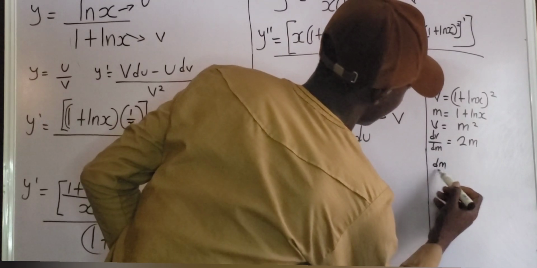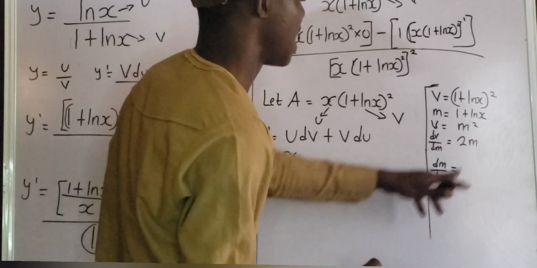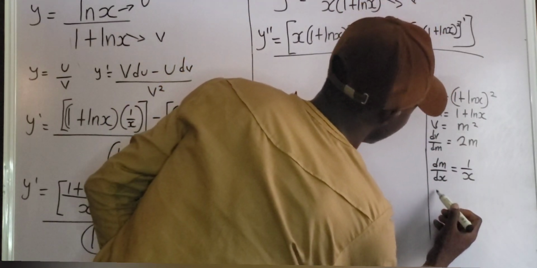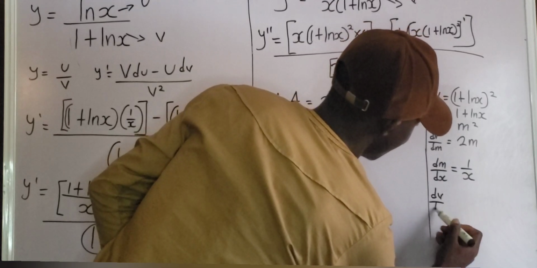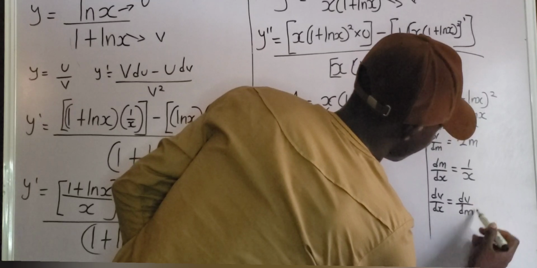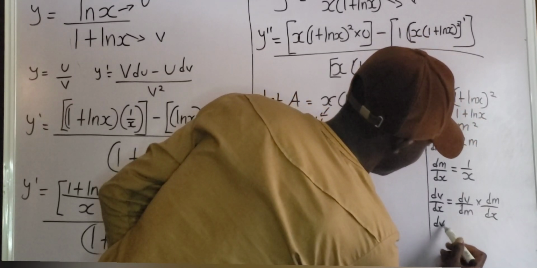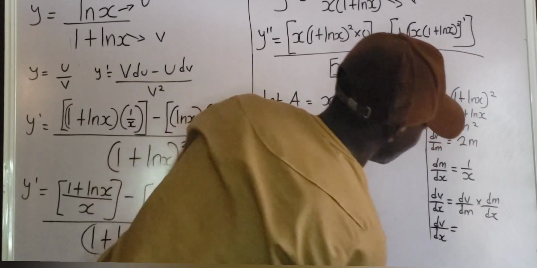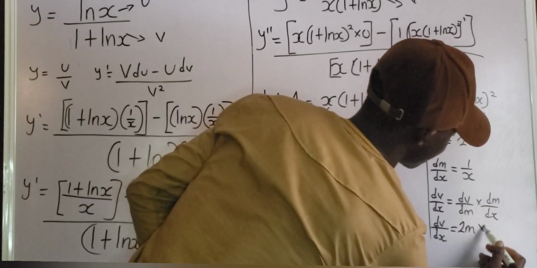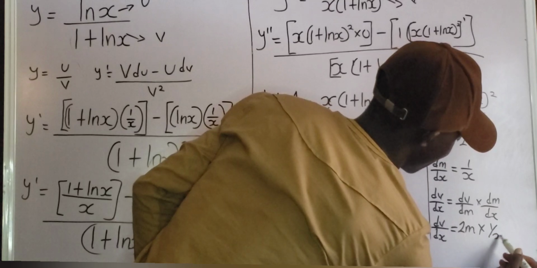dm over dx is equal to, if you differentiate 1, you get 0, and if you differentiate ln x, you get 1 over x. So according to the chain rule, dv over dx is equal to dv over dm multiplied by dm over dx. dv over dm is 2m, multiplied by dm over dx, which is 1 over x.